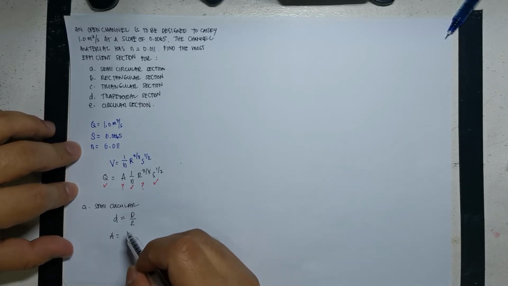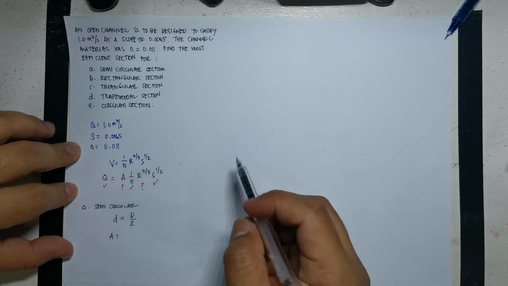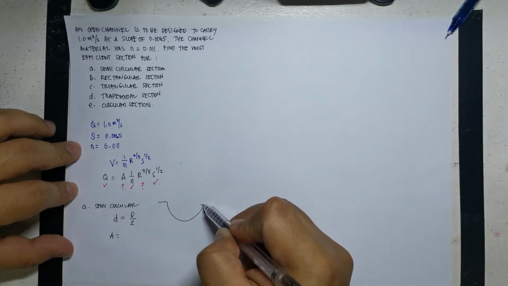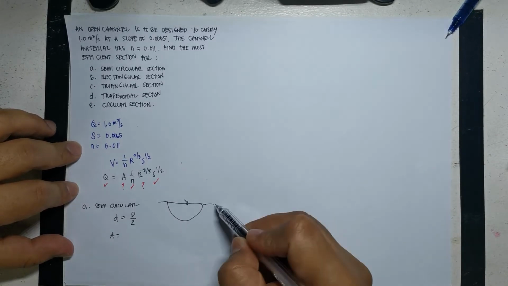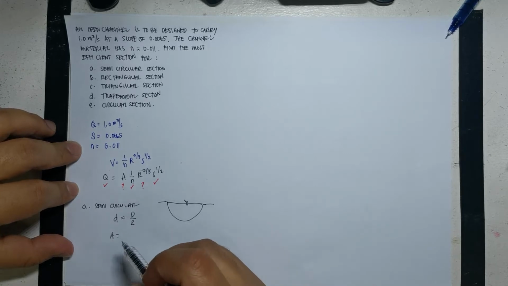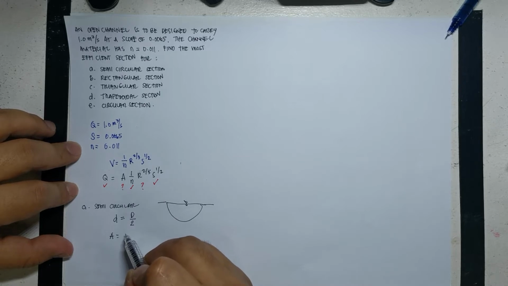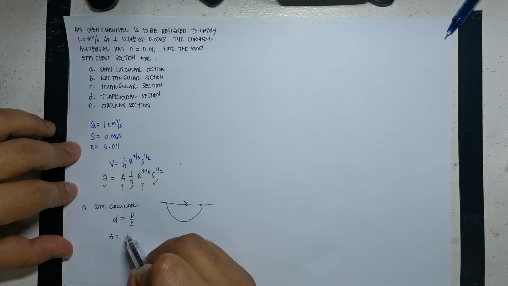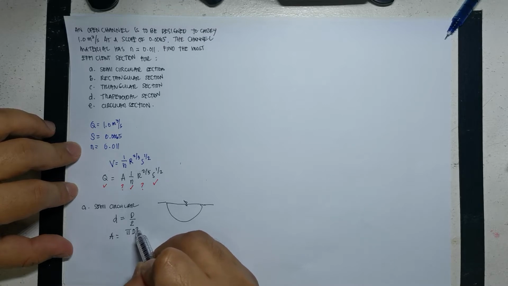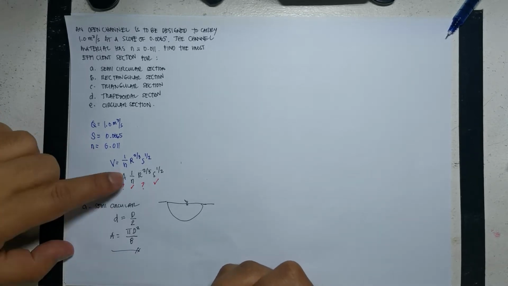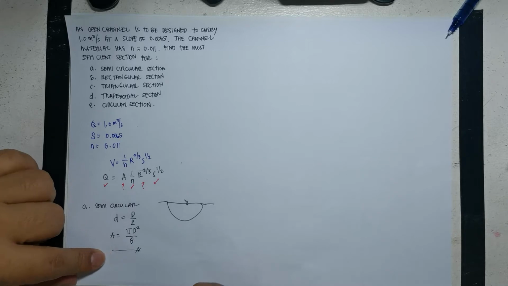So the area of the flow will be 1/2 of the area of the circle. Tama, kasi puno siya eh. No? For semicircular, puno siya. So ibig sabihin, nandito yung tubig niya sa ibabaw. So the area of flow will be 1/2 of the area of this. So that will be area of a circle is pi d squared over 4. Kapag kinalahati pa natin yon, that will be pi d squared over 8. So ito na yung expression natin for A in terms of the diameter D.